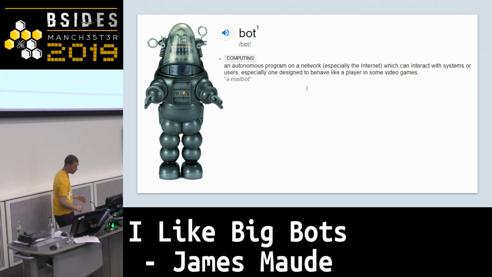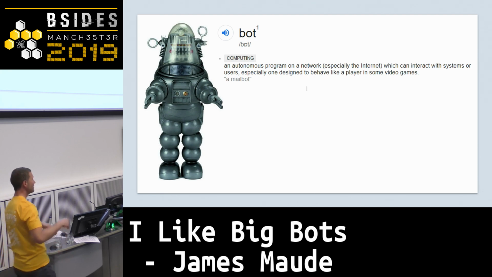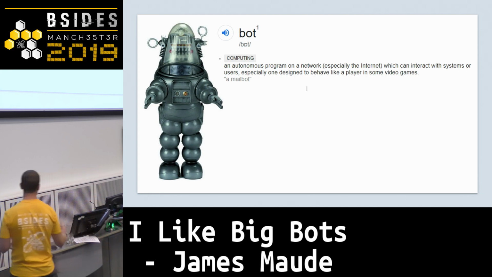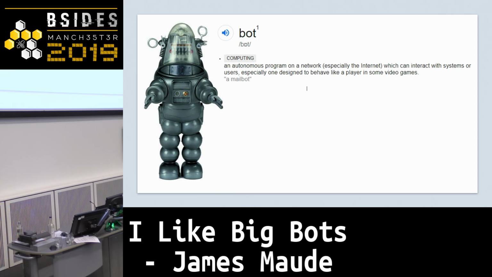So we'll start off with, what is a bot? What do people think a bot is? Well, the definition there: it's an automated, autonomous program on a network. So people think about chat bots, about gaming bots and all that kind of thing. But this is specifically just some sort of automated interaction with a website, usually simulating the behavior of a real user.